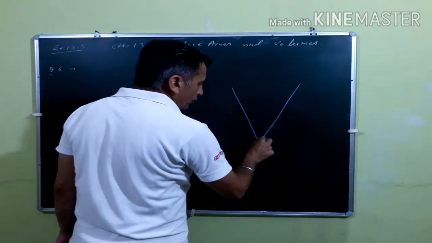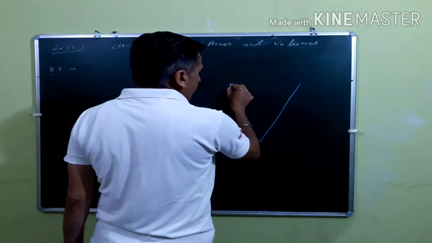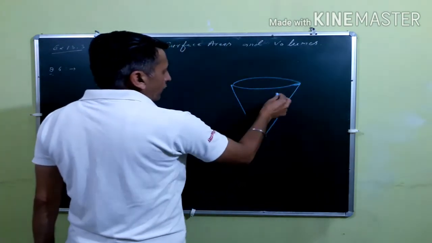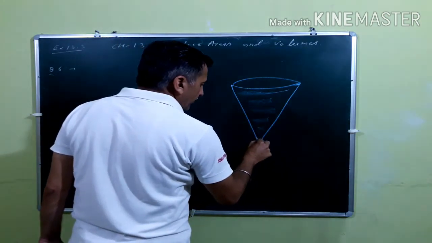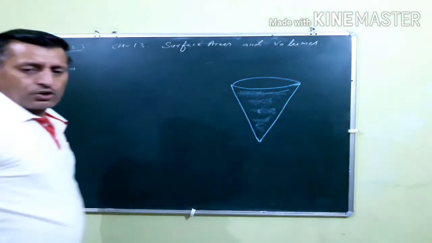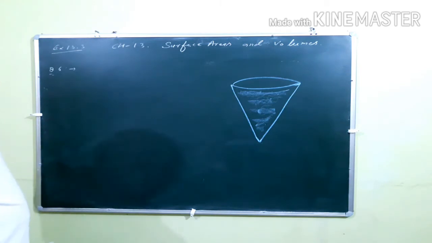Suppose this is your cone. Okay, I am going to draw. This is a cone, and it asks what the total cost is to whitewash this curved surface area of the cone, when he will charge rupees 210 for 100 meter square.